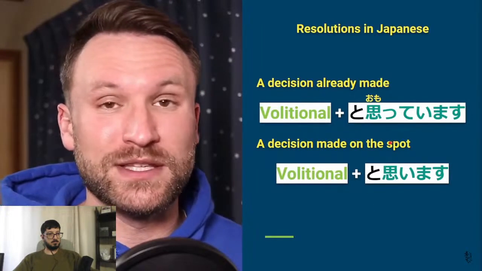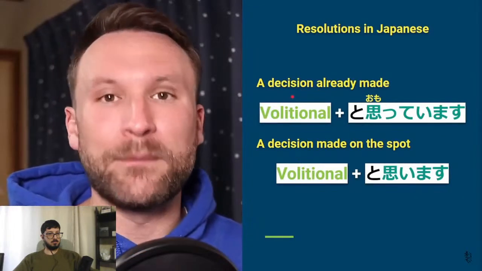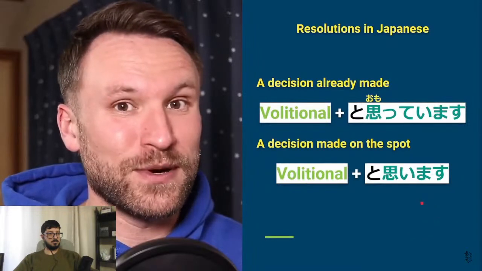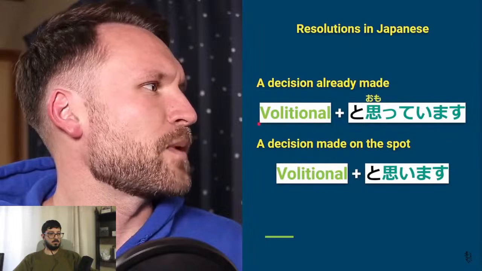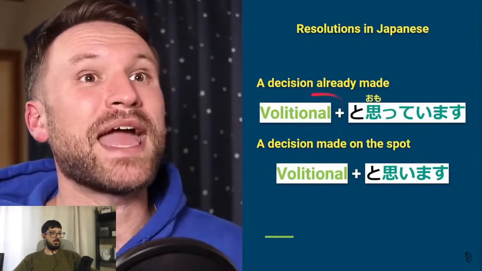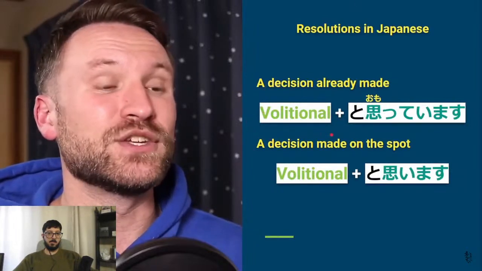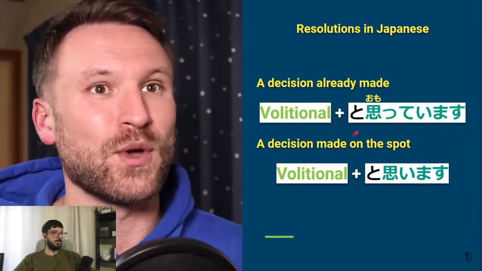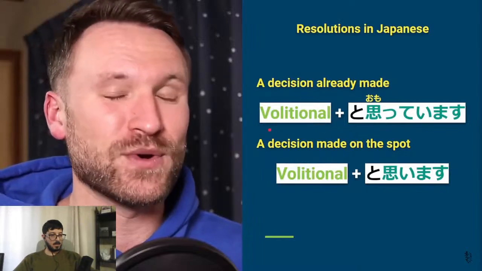That's what the difference is between と思っています and と思います. と思っています means the decision was made in the past, and you're talking about it now. A decision made on the spot while you're talking to a person or just right now is と思います along with the volitional. You'll remember that ましょう is also the volitional, but it's the more polite form. You cannot use the polite form volitional here. It has to be the short form volitional. So for example, with 食べる, you can't say 食べましょうと思っています. You have to say 食べようと思っています.